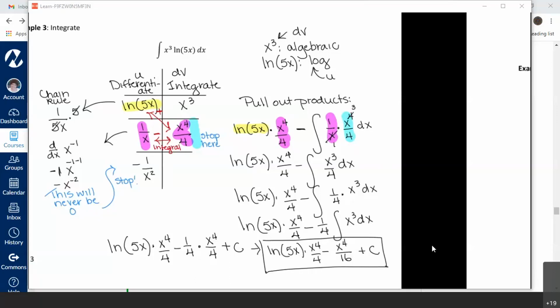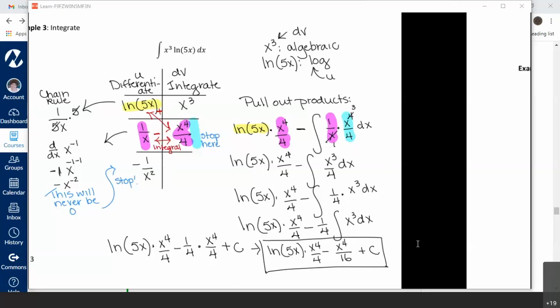Okay, no questions. If we know the log won't be 0, why do we choose it for the u? Okay, it's basically the rule of thumb. Okay, it's easier to differentiate than the other function than to integrate. Okay, it's purely the rule of thumb. Okay, it basically makes it easier to work.